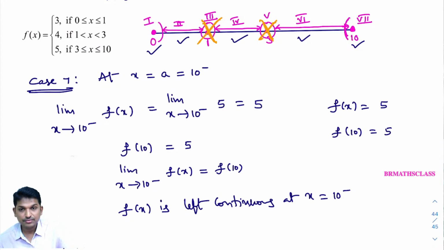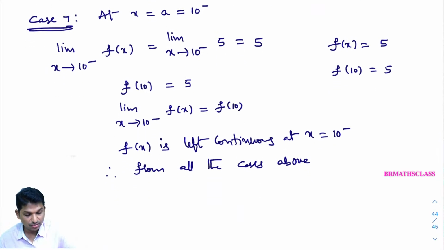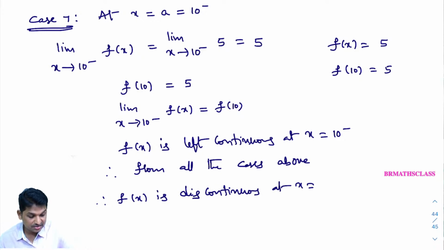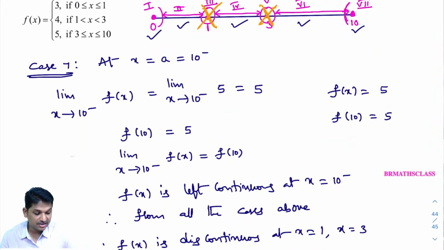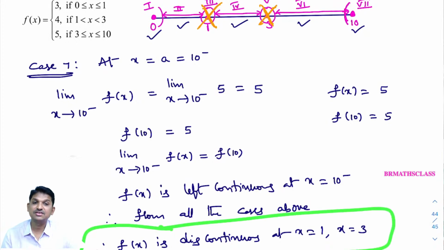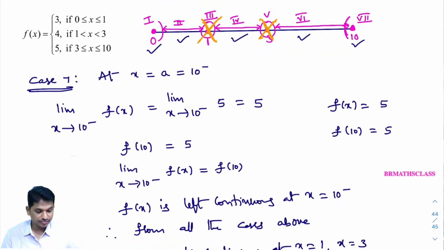So what I'll write: therefore, from all the cases above, what is the conclusion we can give? I can say that f of x is discontinuous at x equal to 1, at x equal to 3. F of x is discontinuous at x equal to 1, x equal to 3. So the given function is discontinuous at x equal to 1 and x equal to 3, and in the remaining parts of its domain it is continuous. This function is continuous in its domain except the points 1 and 3. I hope you understand this. See, this problem is easy, but it is a little lengthy.